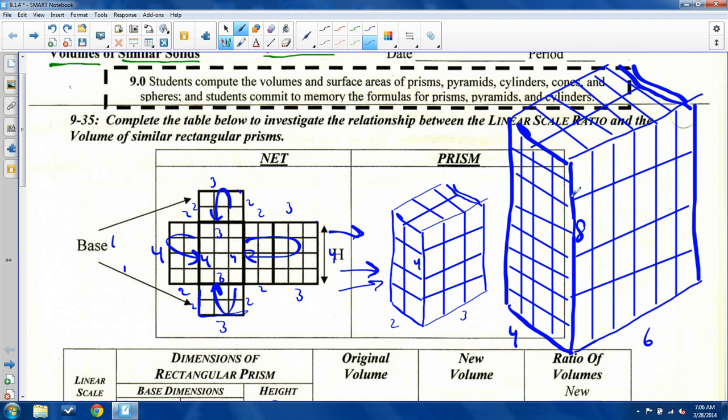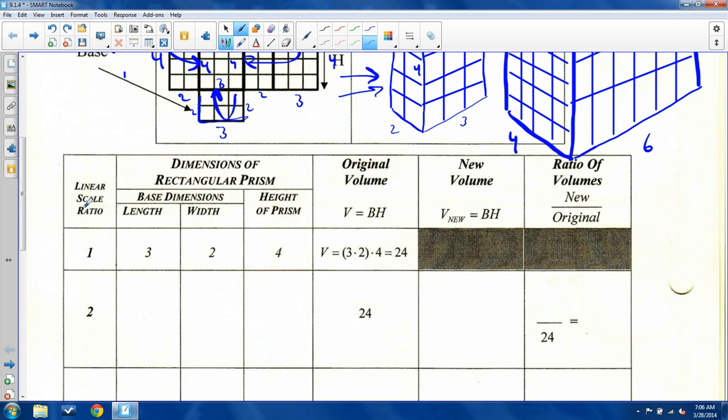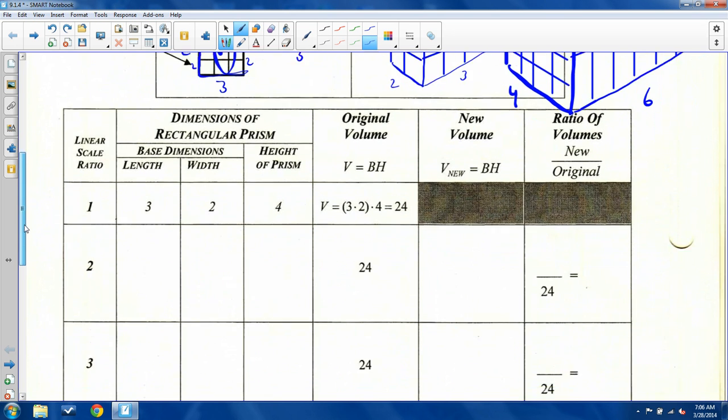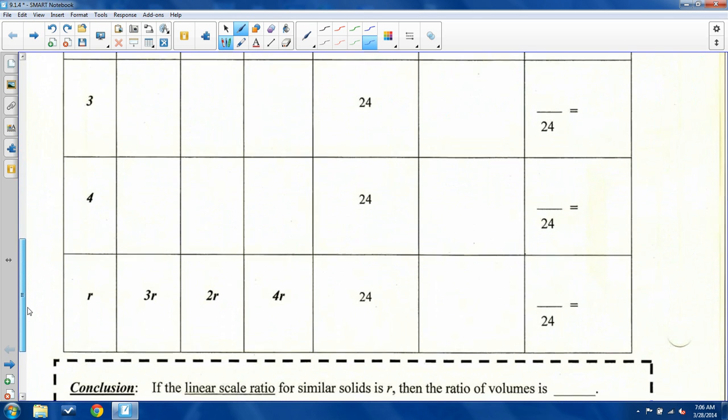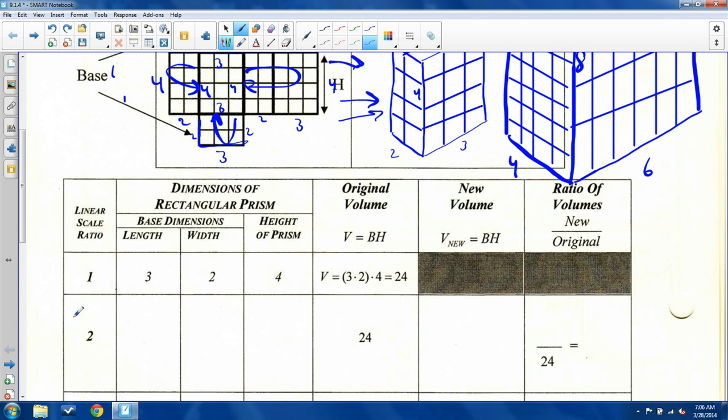Okay, so what we're doing here is we take the linear scale ratio. If I take the original dimensions, the length is 3, the width is 2, the height is 4. The volume is the area of the base, which is 3 times 2, which is 6, times the height, 4, which is 24. So looking at the original volume the entire way down, all of these will be 24 of the original volume. And the new volume will be based on my linear scale ratio.